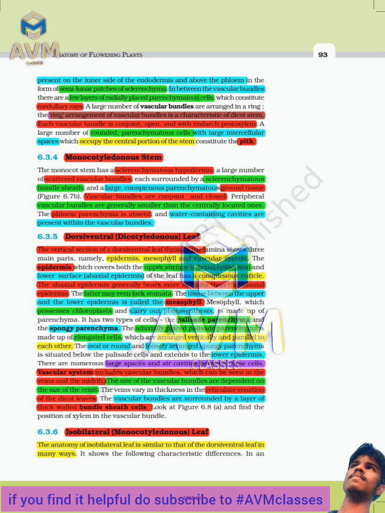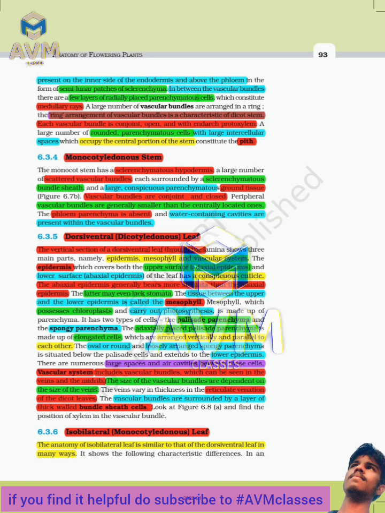6.3.5 Dorsiventral (dicotyledonous) leaf. The vertical section of a dorsiventral leaf through the lamina shows 3 main parts, namely epidermis, mesophyll and vascular system. The epidermis, which covers both the upper surface and lower surface of the leaf, has a conspicuous cuticle. The abaxial epidermis generally bears more stomata than the adaxial epidermis. The latter may even lack stomata.